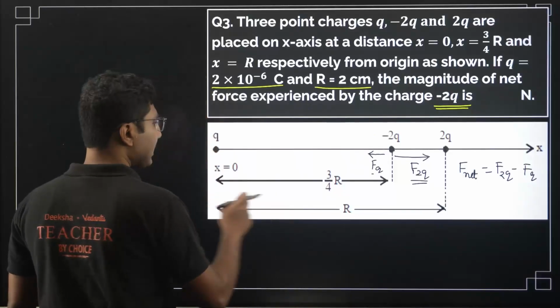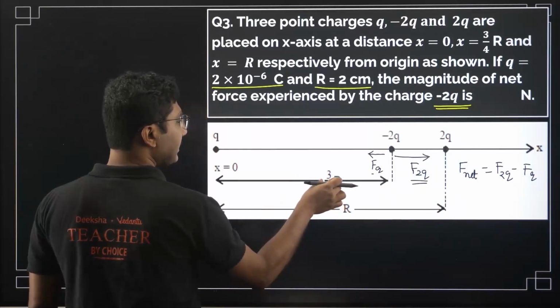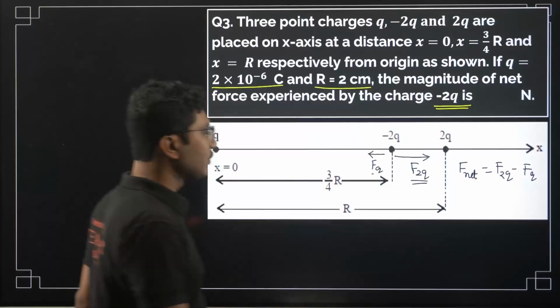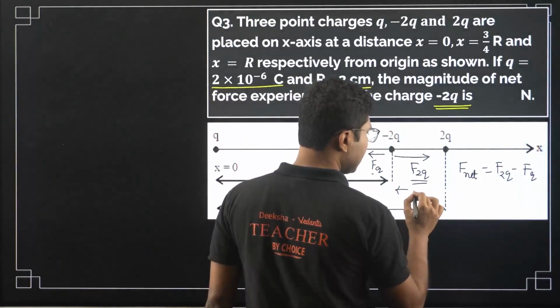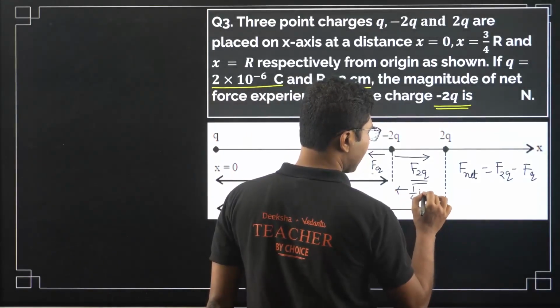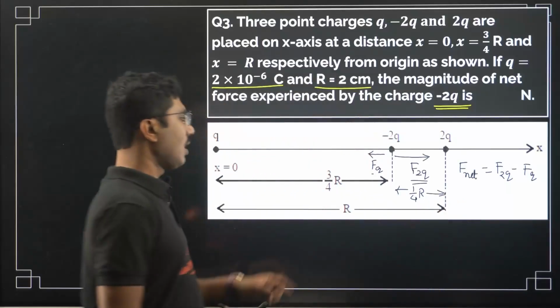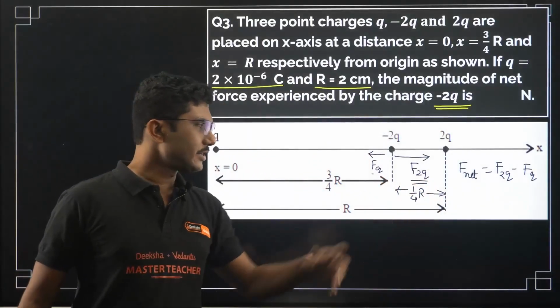So this total distance is r, and this much distance is 3 by 4 r. So what will be this distance? This distance will be 1 by 4 r, right? R minus 3 by 4 r, so this distance is 1 by 4 r.